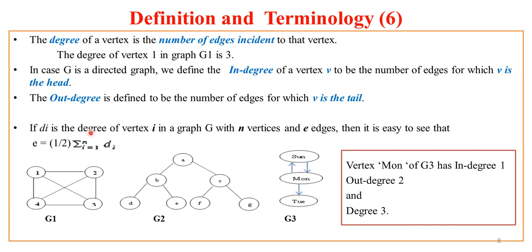Now we can easily see that for any graph with n vertices and d as the degree, the summation of the degrees of all the nodes divided by 2 is nothing but the e value.